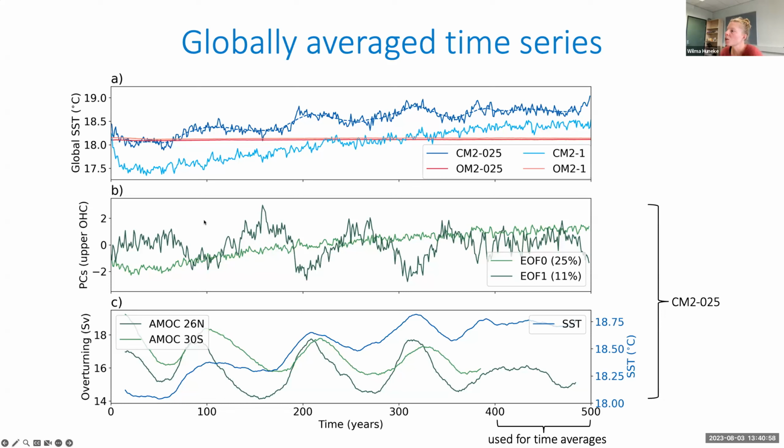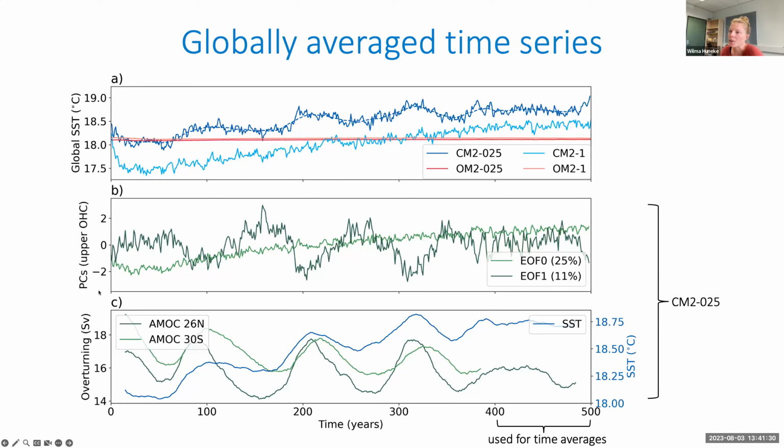So in the middle panel, I show the PCs of an EOF of upper ocean heat content, but it would be similar for sea surface temperature. And the light green shows the spin up, and that's mostly driven by the Southern Ocean. But then this darker green for the second EOF picks up this multi-decadal variability.